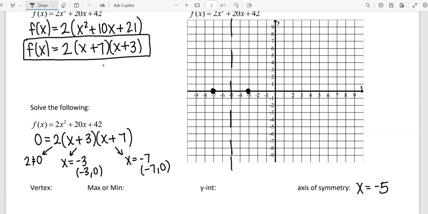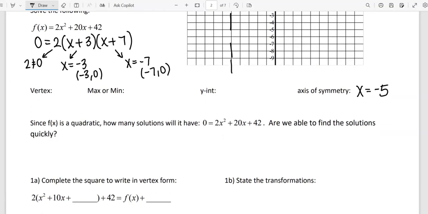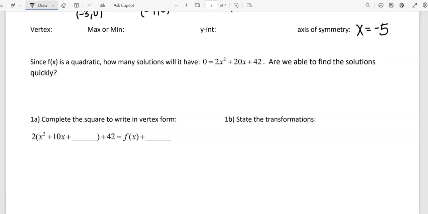Hey, where can I go from the axis of symmetry? What do I know the axis of symmetry is a part of? The vertex. Which part? The x of negative 5. We don't know the y yet. How could I get the y? X equals what?